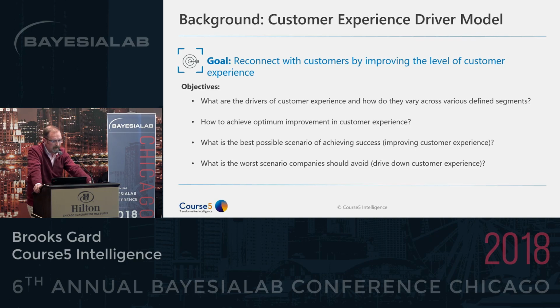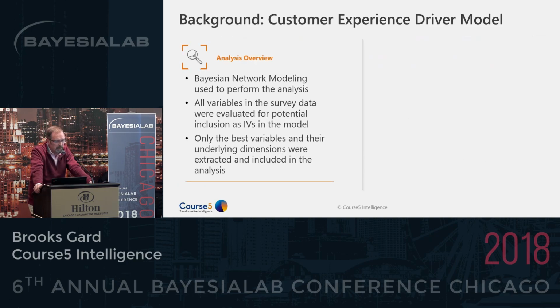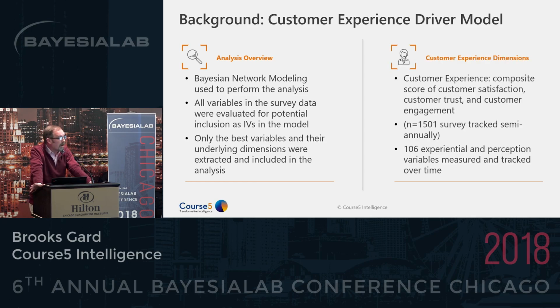Okay, so a little bit about our analysis. We used Bayesian network modeling to perform it. All the variables in the survey were evaluated for potential inclusion as independent variables in the model, and only the best variables and their underlying dimensions were extracted and included in the analysis. What we were modeling on, our outcome variable, was a composite score between satisfaction, customer trust, and customer engagement. We talked to about 1,500 folks, and we started out with 106 variables.